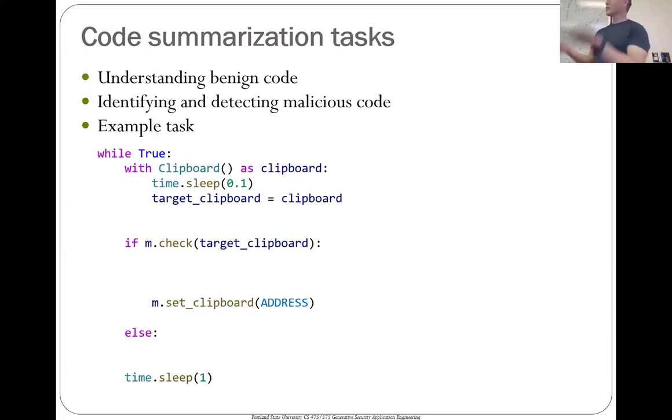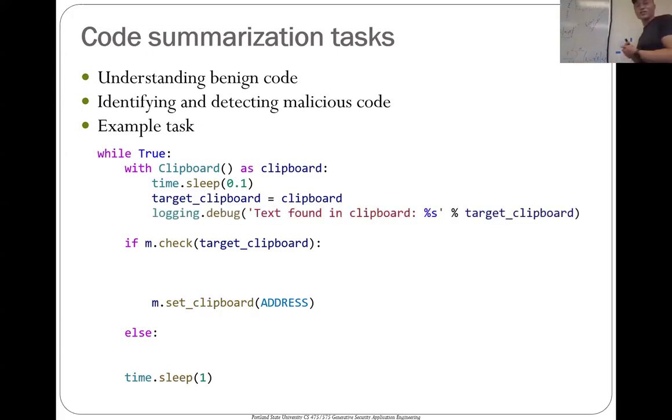So here's an example. Take a look at this Python code. What do you think this thing is doing? Anyone? Just throw it out there. Stealing the clipboard. Close. Yeah, it's putting something into it. It's not defined yet, but here's a comment: text found in the clipboard. I'm going to pull it out. Target clipboard is equal to clipboard.